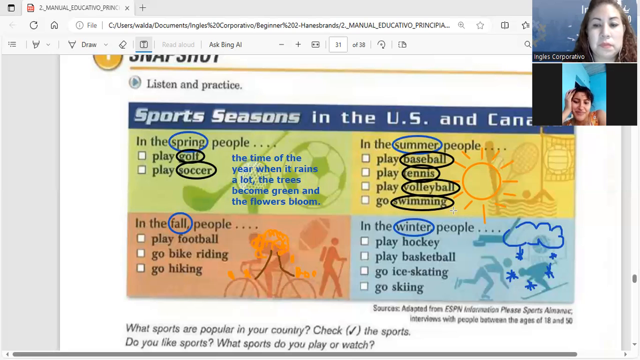Natación, no. Yeah, exactly. Very good, very good. Excellent. So that's what people do in the summer. Those are the sports they do. Then we have in the fall, people play football.